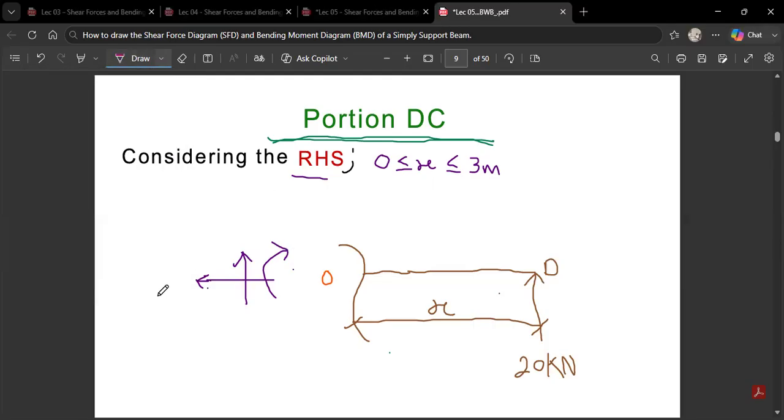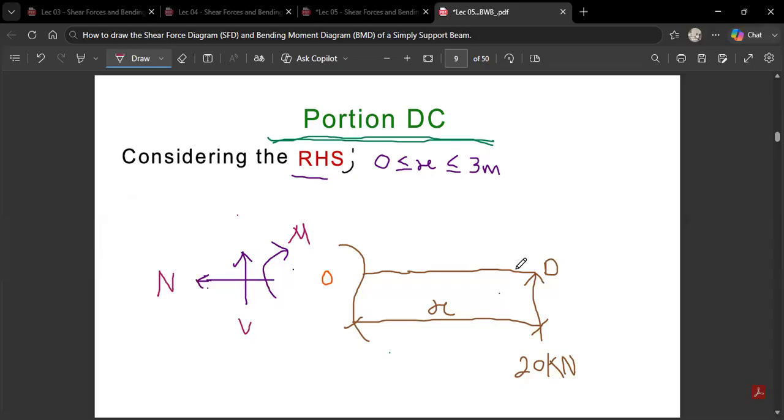This is our neutral axis. As usual, as you know, this is the moment of consideration. And then this is the V. I told you about V. That is the shear force. You see, V is the shear force. V is the hot shear force.